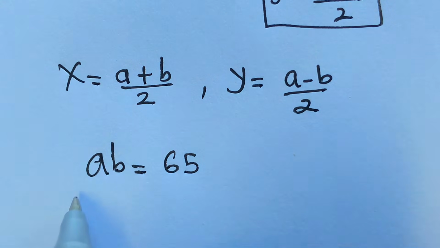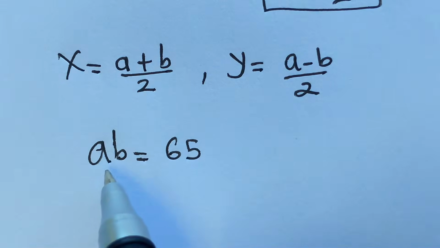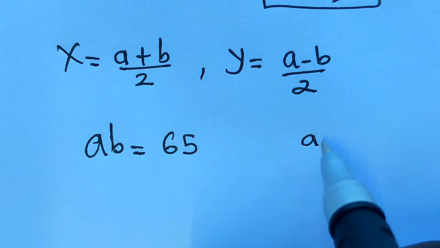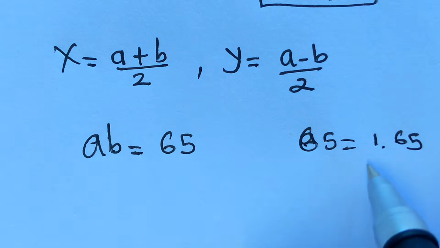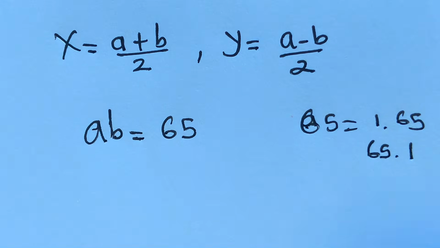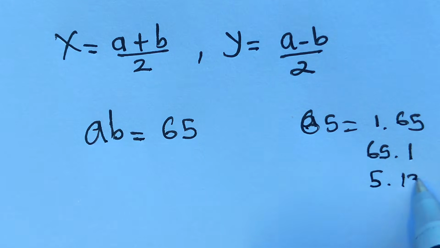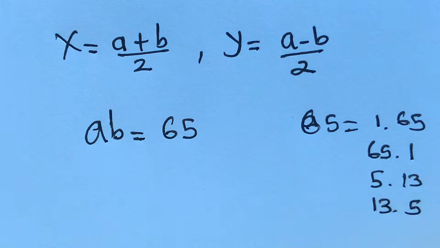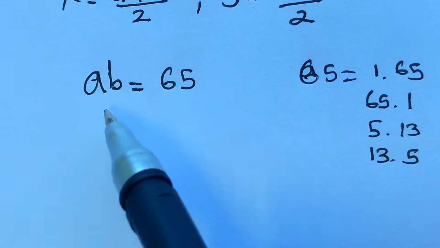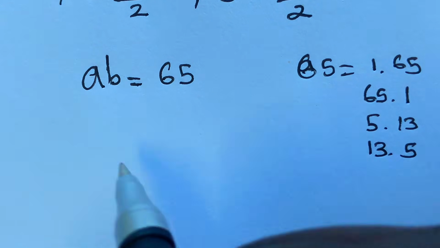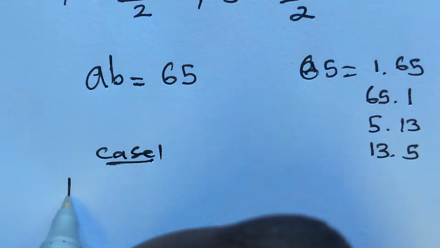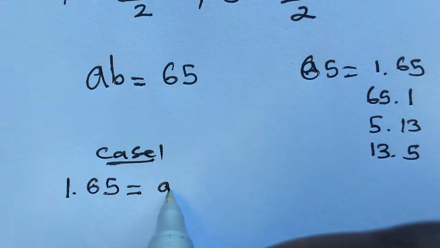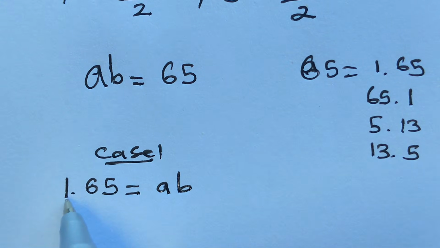What can we do? Of course, we can write 65 as 1 times 65, or 65 times 1, or 5 times 13, or 13 times 5. Arranging them, we say case 1: 1 times 65 equals ab, to mean that our value of a is 1 and our value of b is 65.